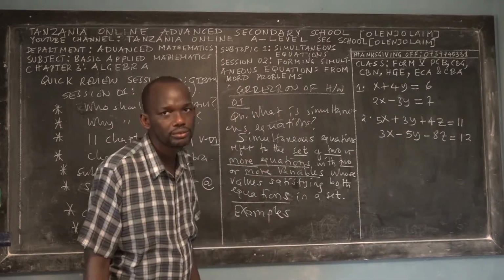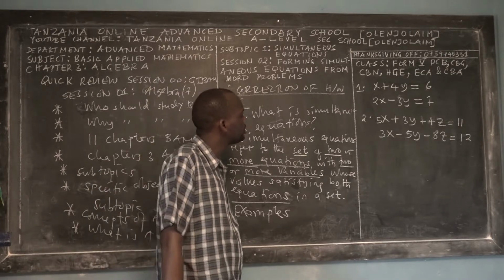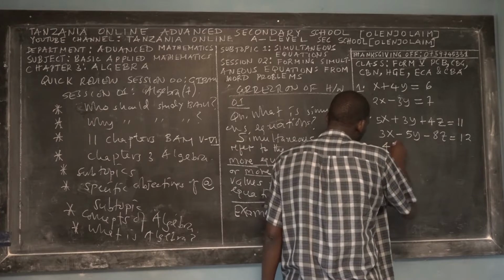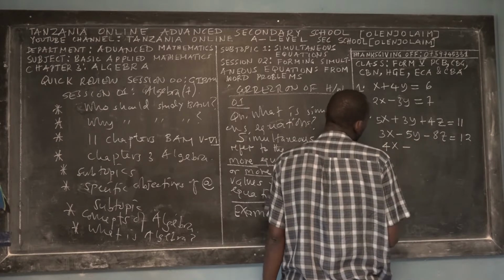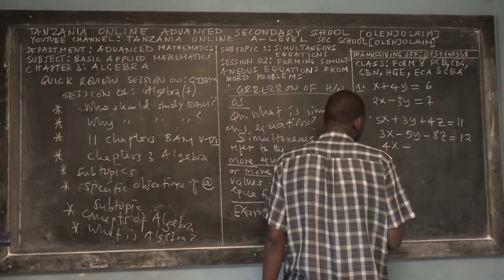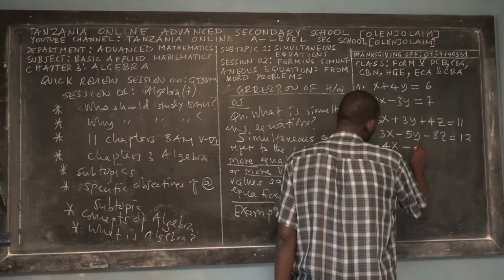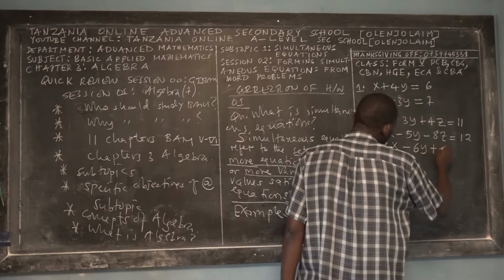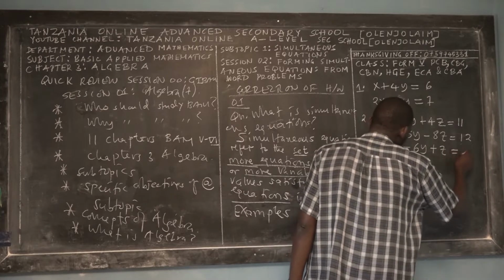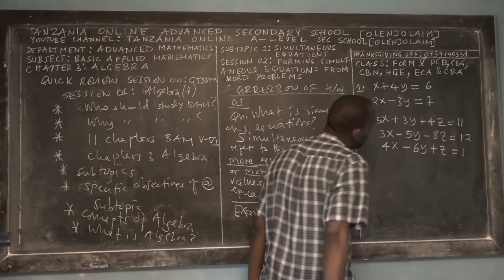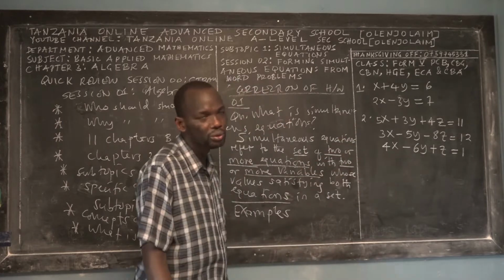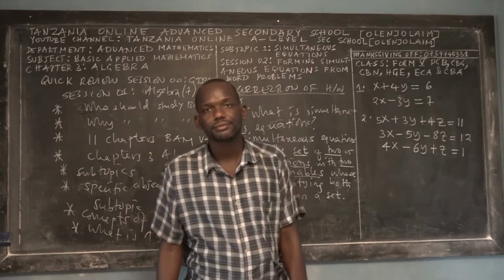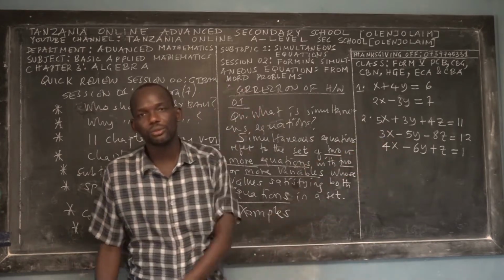This is also part of the set, but we cannot solve it yet. So we need another equation. You can have 5x minus 6y plus z equal to 1. So this is a simultaneous equation with 3 variables x, y, and z, and also these are the 3 equations.